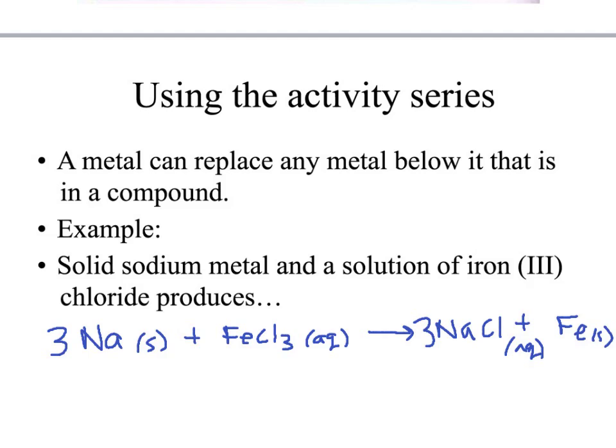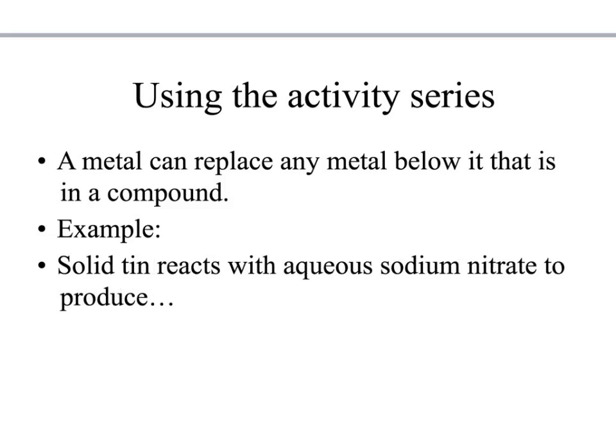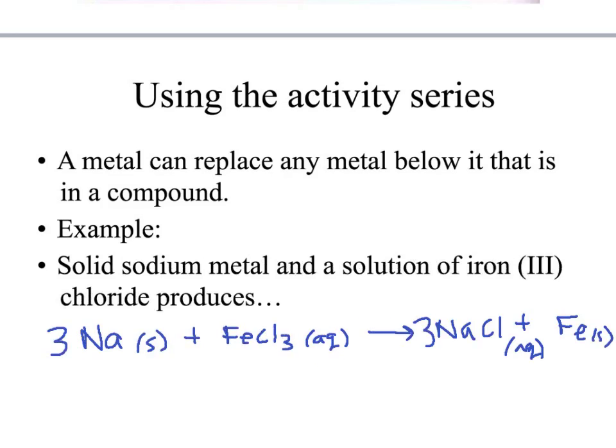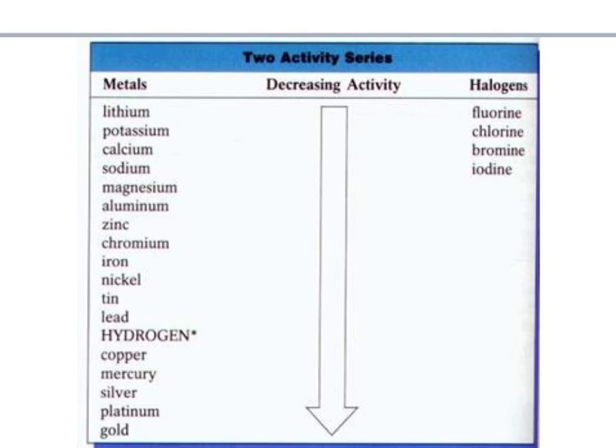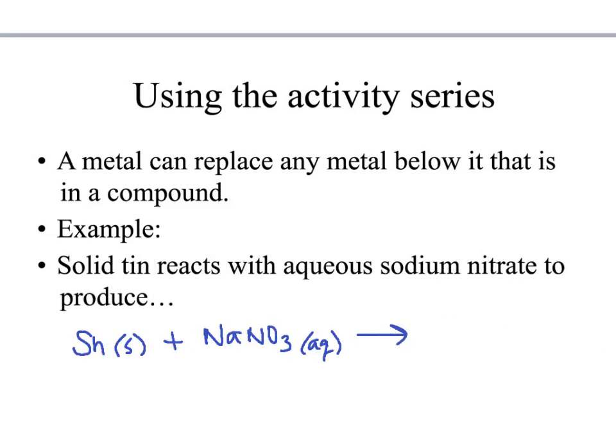Our next example: we've got solid tin, and it reacts with sodium nitrate, NaNO3, which is aqueous. Again, we want to look at the activity series. We have tin and sodium. Sodium is more active than tin, so the tin cannot replace the sodium. This tin is not more active, so it will not replace that sodium.